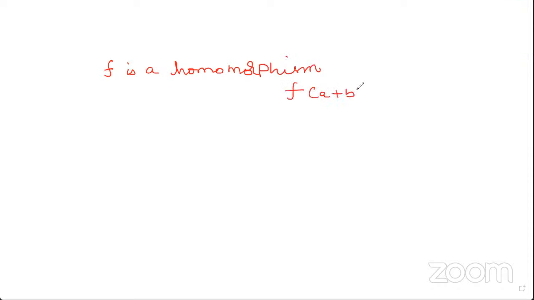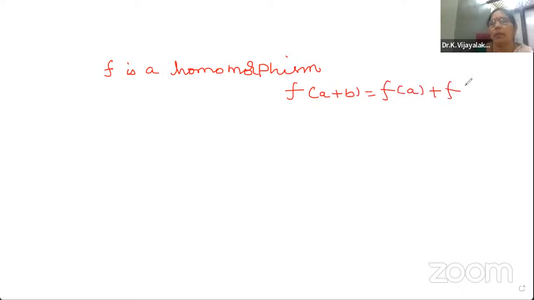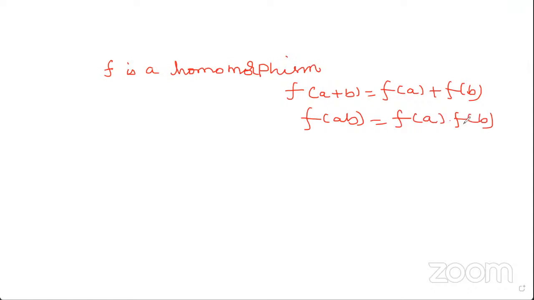So we say that f is a homomorphism from a ring R onto ring S if f of a plus b is equal to f of a plus f of b, and f of ab equal to f of a into f of b.